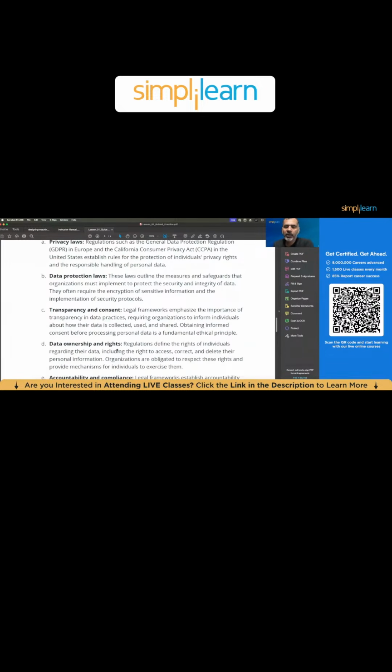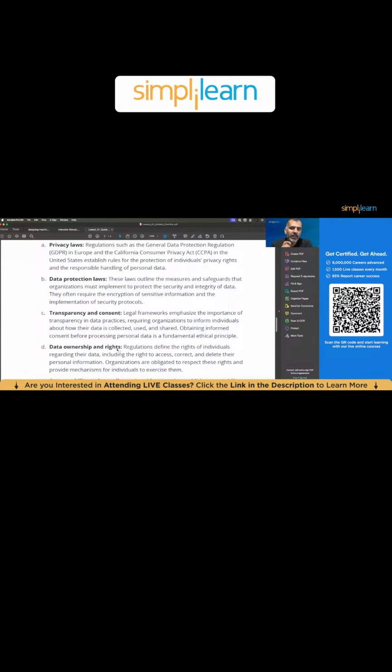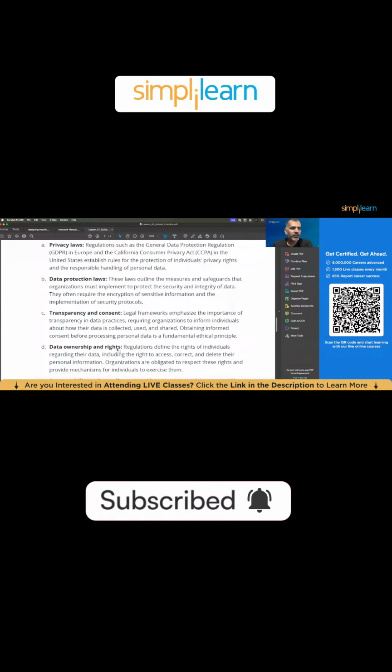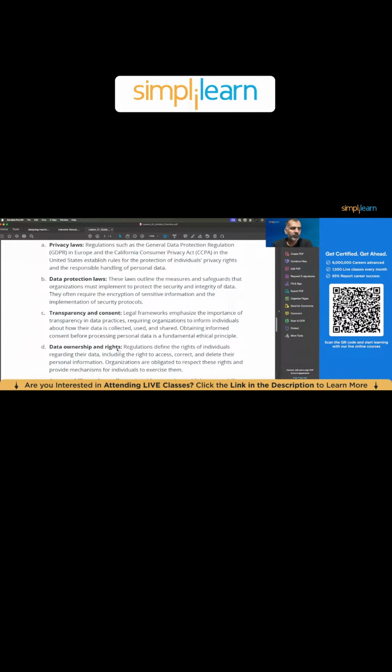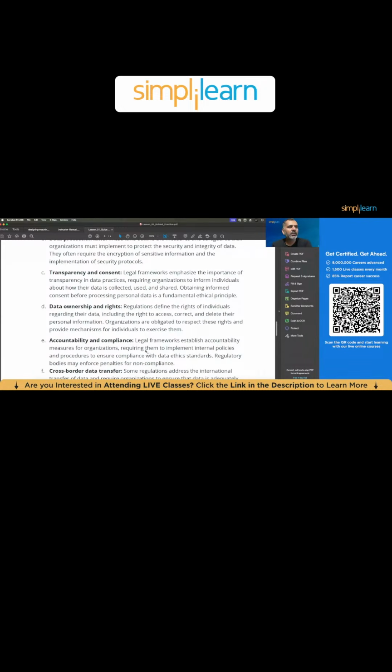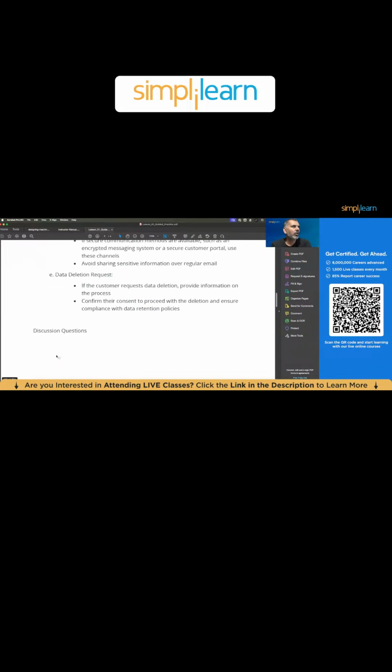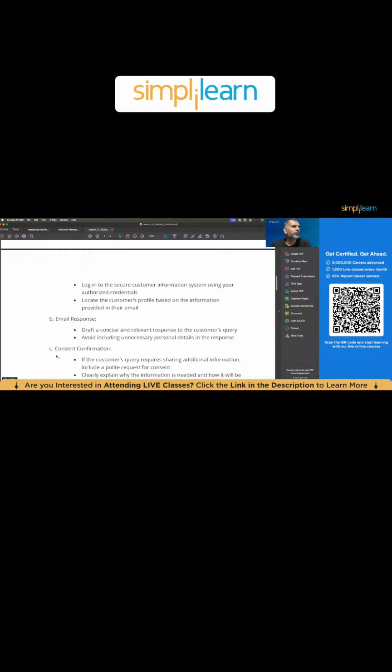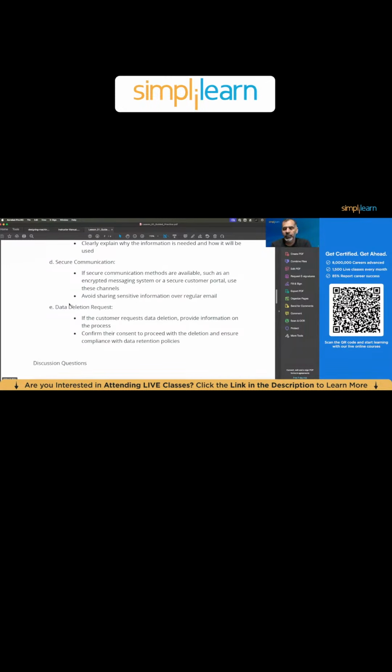And the data ownership and rights, that means you are taking the consent that once the job is finished, you can delete the data. So you are giving full control over the data, whether the intended use or purpose is fulfilled or not. And finally, accountability and compliance. So there is a legal framework that establishes accountability and measures for the organization, which is required to implement all these internal policies. The policies which will follow all these steps, like step A to E.